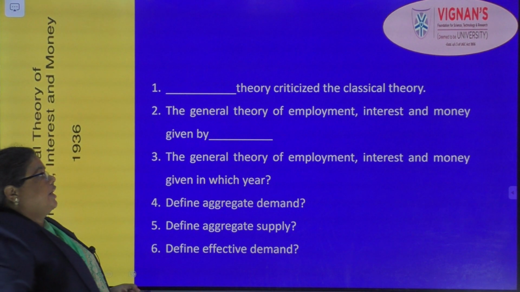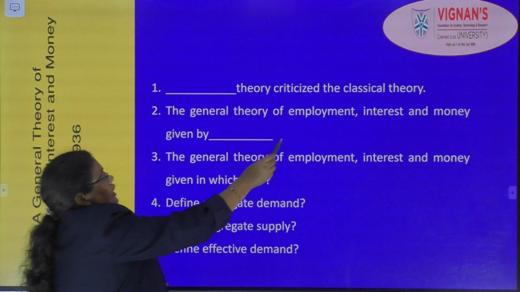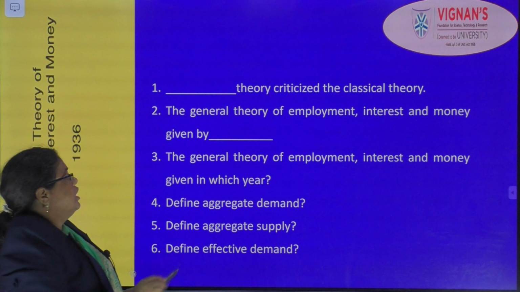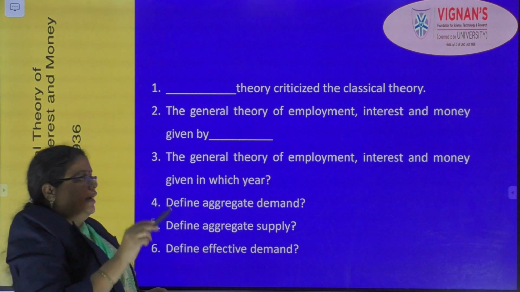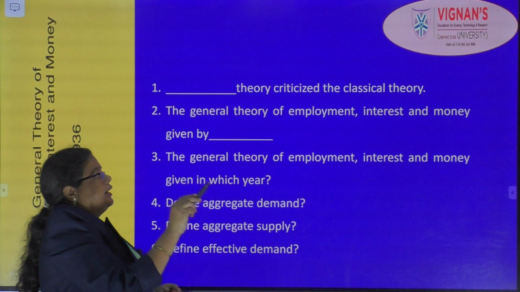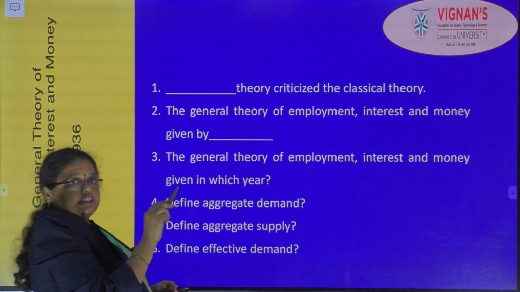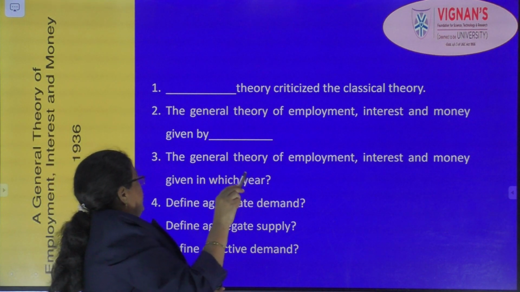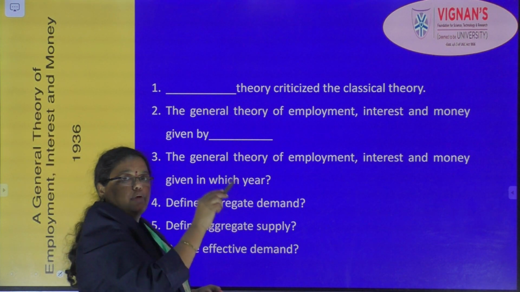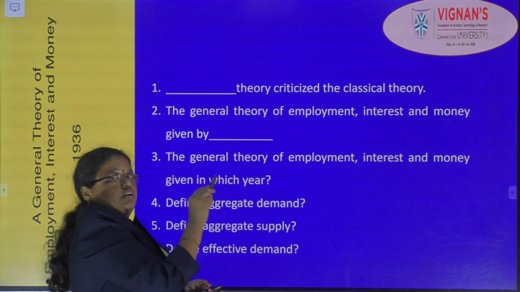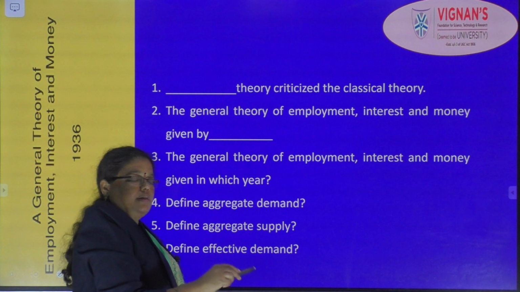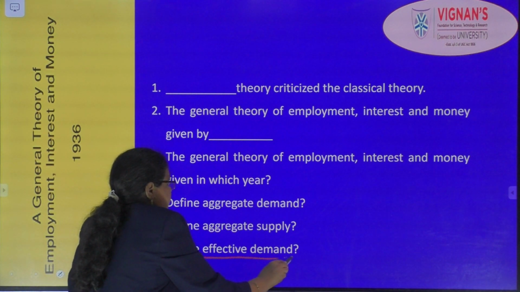After watching this video, try to solve this quiz also. Which theory criticized the classical theory? The general theory of employment, interest and money is given by whom? In which year was the general theory of employment, interest and money given? Define aggregate demand, define aggregate supply, define effective demand.